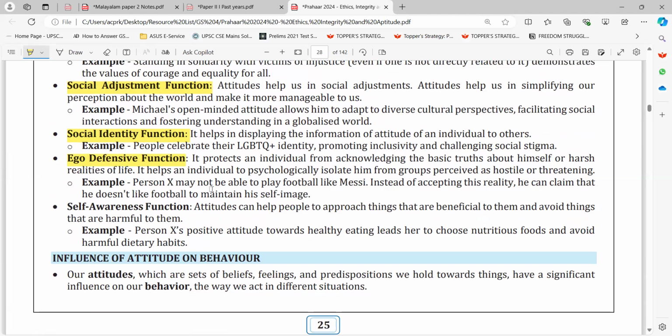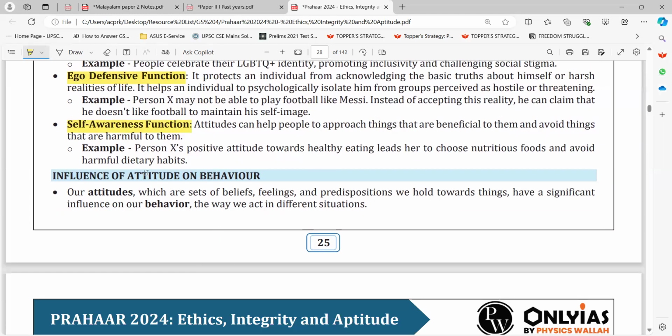Example, person X may not be able to play football like Messi. Instead of accepting this reality, he can claim that he does not like football to maintain his self image. Next is self awareness function. Attitudes can help people to approach things that are beneficial to them and avoid things that are harmful to them. For example, person X's positive attitude towards healthy eating leads him to choose nutritious foods and avoid harmful dietary habits.